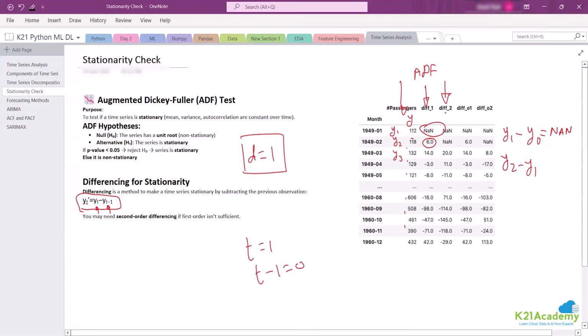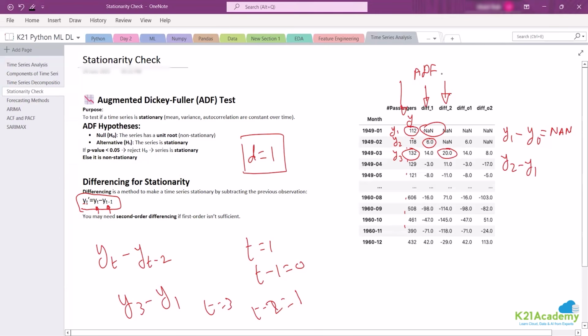Here it will consider the equation yt minus yt-2. Suppose we are calculating for y3, then y3 minus y1, because here the value of t is 3, so t minus 2 will be 1. Here we have 132 and 112, so when we do this differencing we get the value 20. From there we calculate the second differencing column.